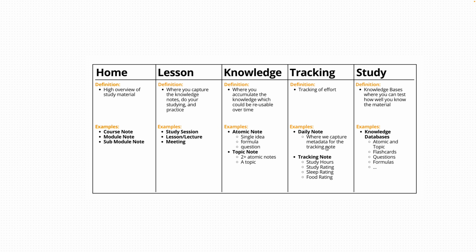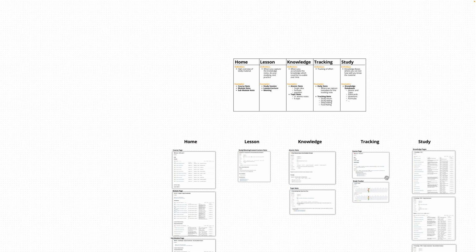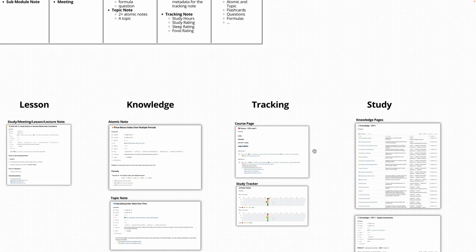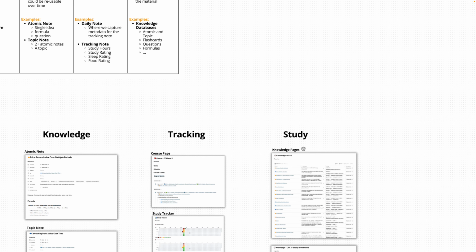So next thing, you might want to track your progress. You might want to see how you've been studying over time. And tracking generally happens on our daily notes, where we have our logs or sprints. And this is the breadcrumb trail that you can then also go to your overview pages.